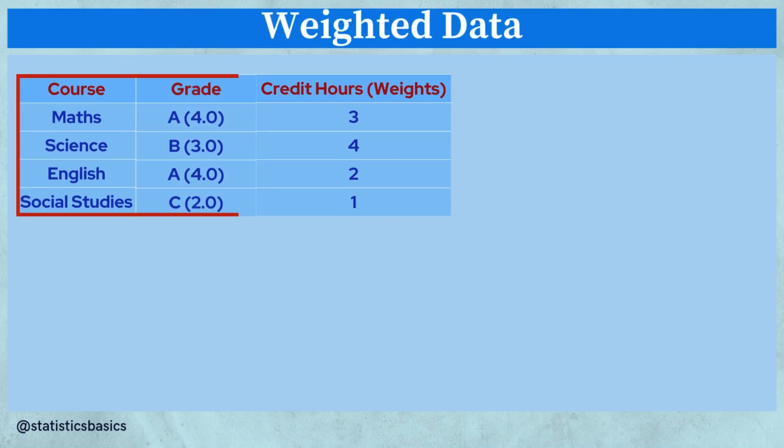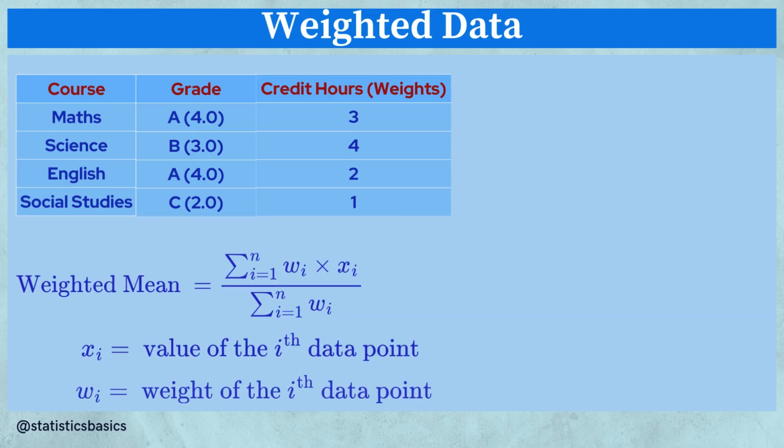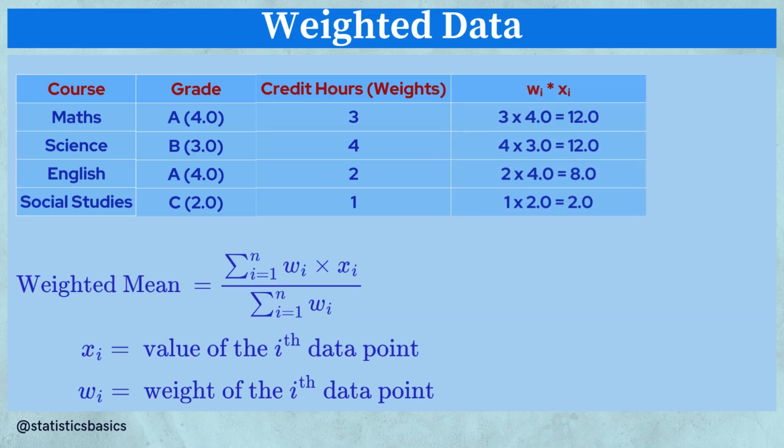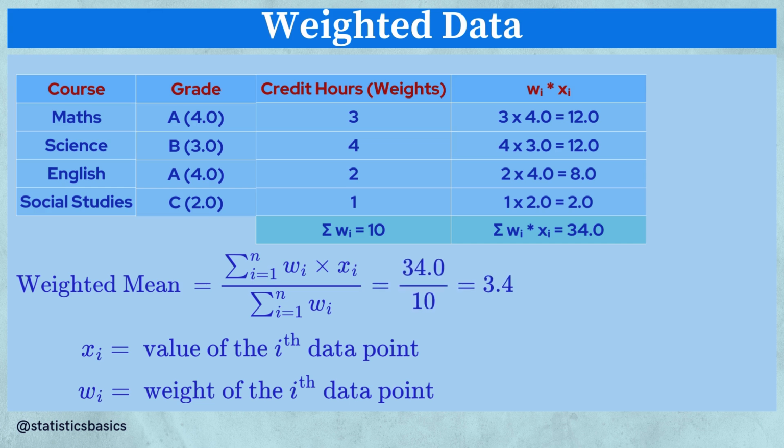Let's say a student takes the following courses with corresponding grades and credit hours. To calculate the weighted grade point average, first multiply each grade by its corresponding credit hours, then divide the sum of the products by the sum of the weights. Therefore, the student's weighted grade point average is 3.4.